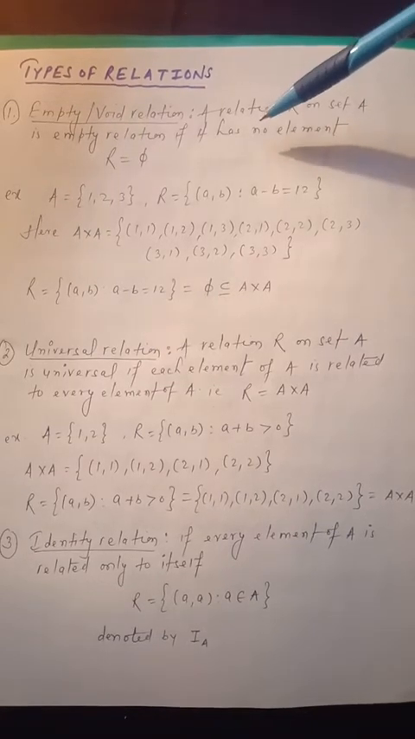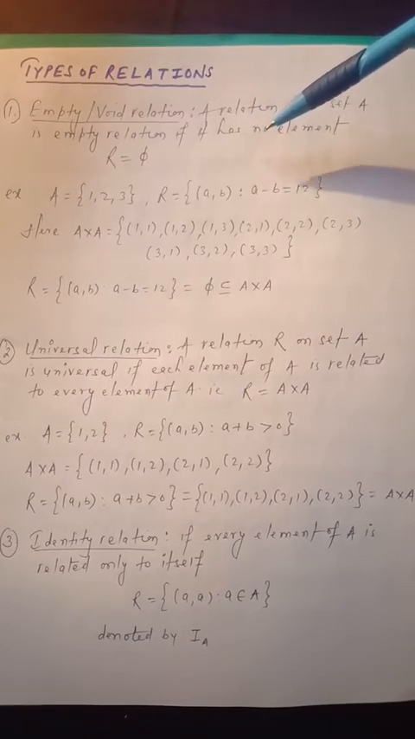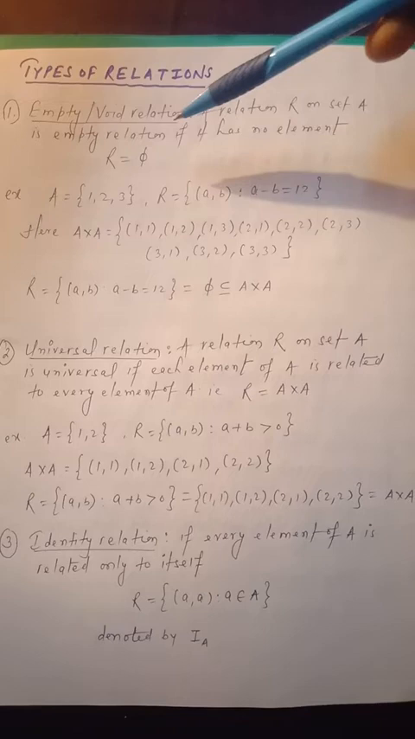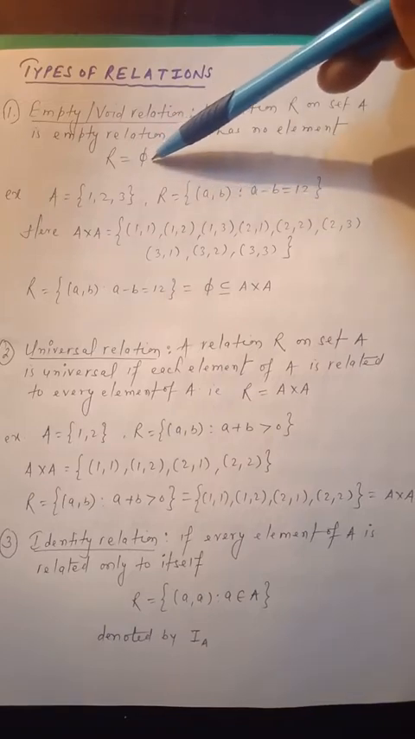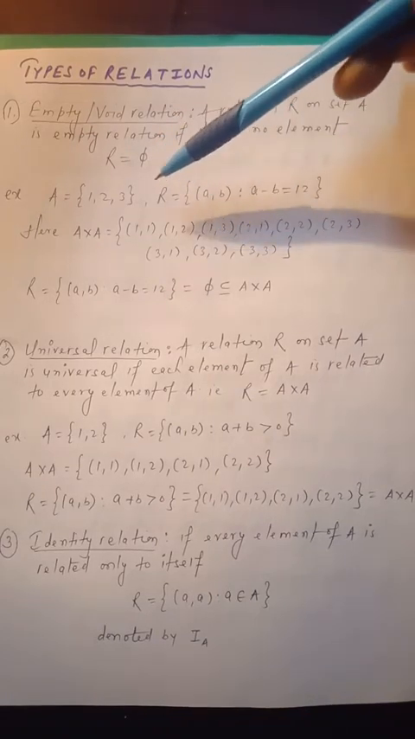So if in a relation there is no element, then we will say it is an empty relation, and it is represented by phi. Phi means null set. Just take an example.